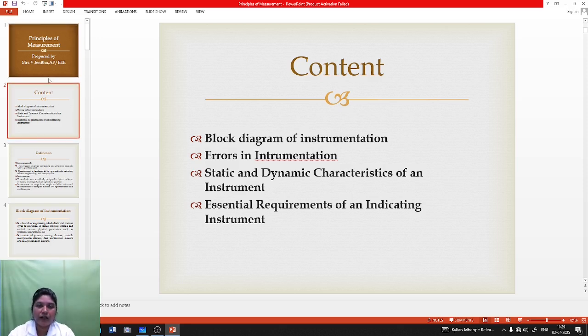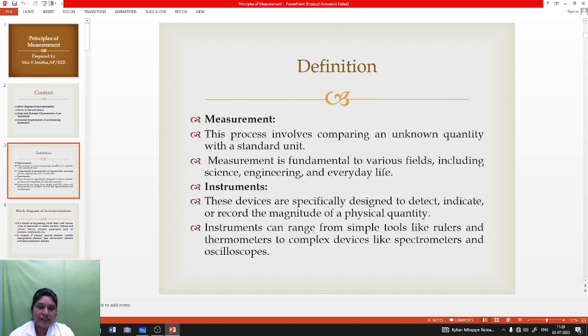So measurements are used in our day-to-day life, for measuring many physical parameters and electrical signals, and it is used in various fields. If we define measurement, measurement is an act or the result of quantitative comparison between an unknown magnitude and a predefined standard. So we compare the unknown quantity with the standard unit. This is used in various fields including science, engineering and day-to-day life activities.